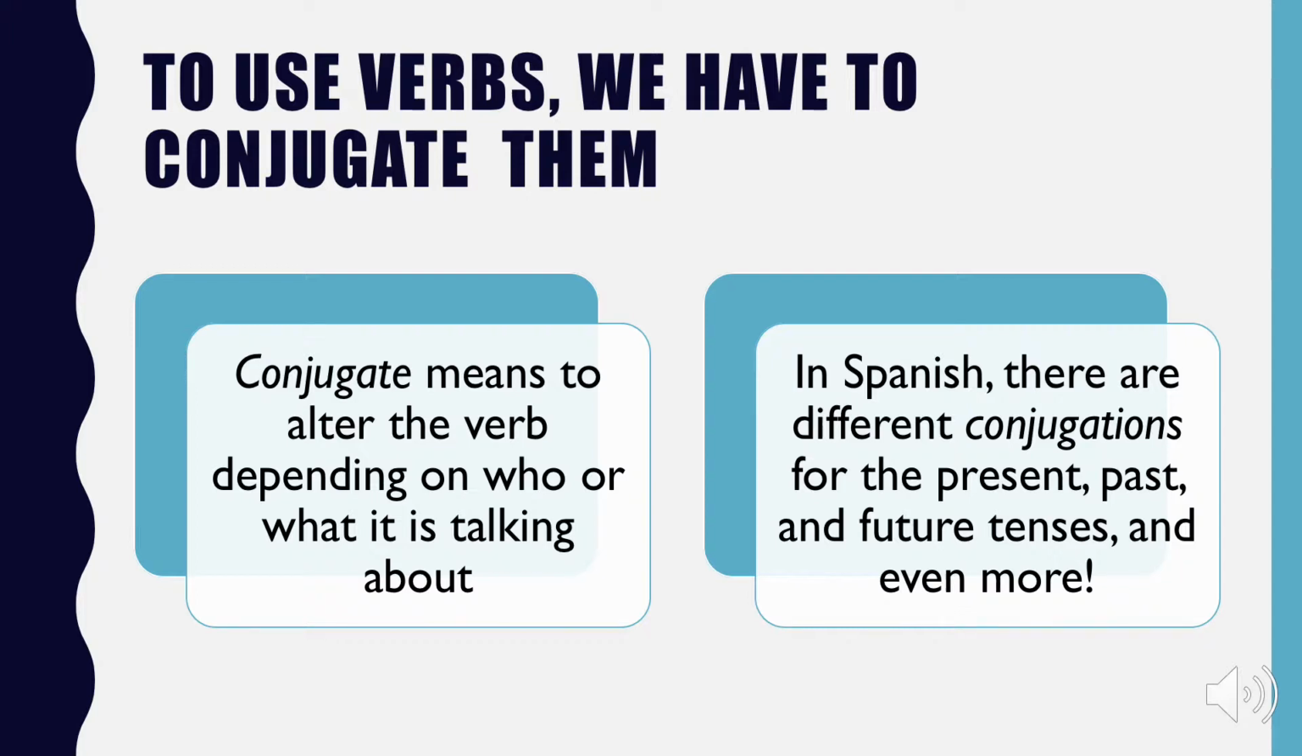But do we always talk about what people are doing right now in the present? No. English and Spanish both have different verb conjugations for the present tense, the past tense, and the future, and also a few other tenses. Today we are only learning how to conjugate Spanish verbs in the present tense.